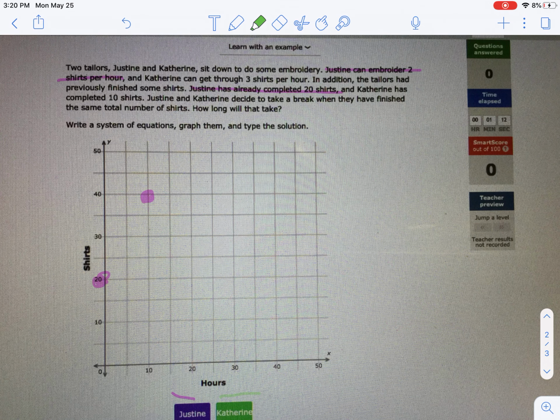Now let's take a look at Catherine. Her name's in green, so we'll pick a green line for her. It says Catherine has completed 10 shirts, so we can find a darker green. Put a dot at 10 for Catherine. And it says Catherine can do 3 shirts an hour, so in 10 hours she would do another 30. So that would put Catherine in exactly the same spot.